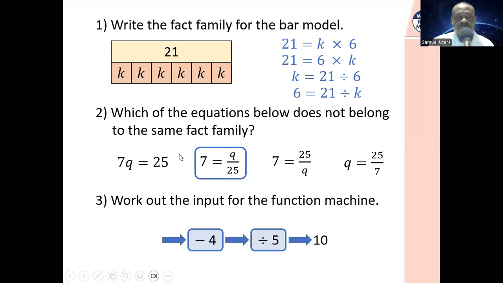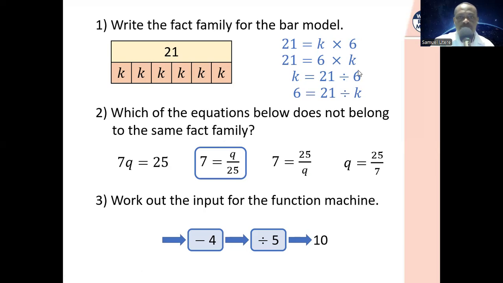Now here we ask, which one of the following equations does not belong to the same fact family? You can see here that one means 7 lots of q equal to 25. We can rewrite it as this. It's like saying 25 divided by q will give us 7, a bit like this one here. You see that? And then this one is a bit like this. Okay, so obviously this is the odd one out.